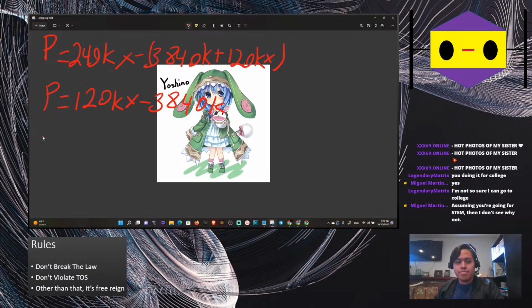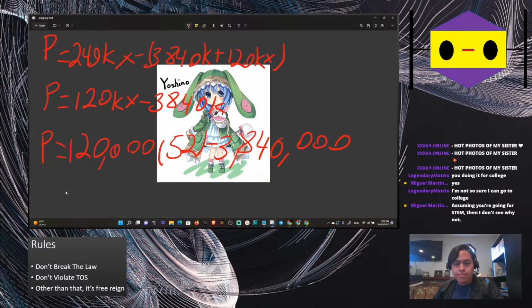So we make some room. P is equal to 120k, and let's write the whole thing, times 52, minus 3,840,000. I'm just going to assume you all have a calculator for this one. P is equal to, I apparently can't write letters, 2.4 million. Correct.